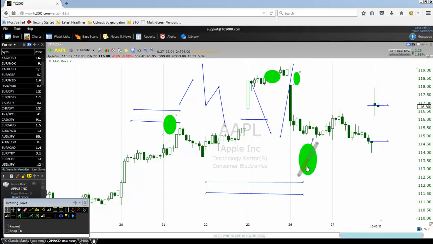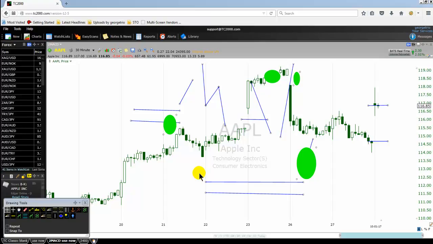Now, remember that the opening gap can also be filled, but most of the time only partially, though sometimes it can be completely filled. But the exhaustion gap is usually completely filled. 90% of the time, the exhaustion gap will be filled 100%. The price will completely cover the section of the gap. The opening gap, 90% of the time, will be partially filled. But remember, it's not always like this. That's why I say to you, it's not a science.